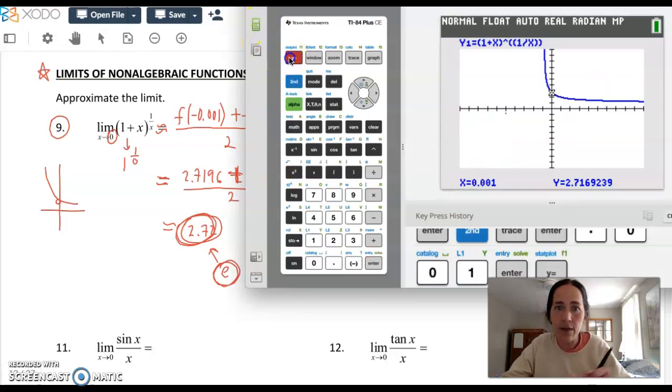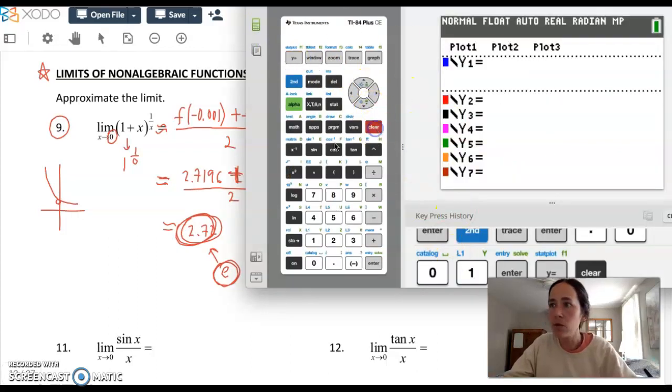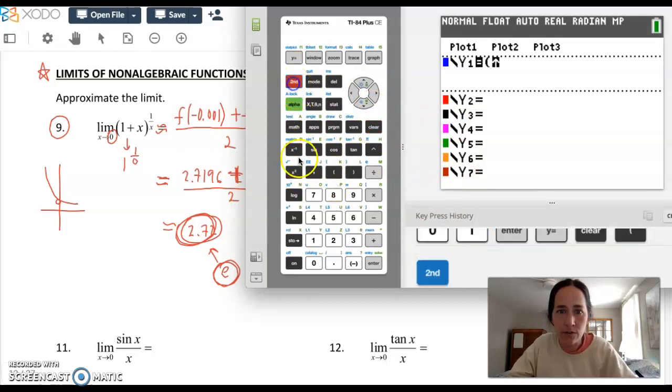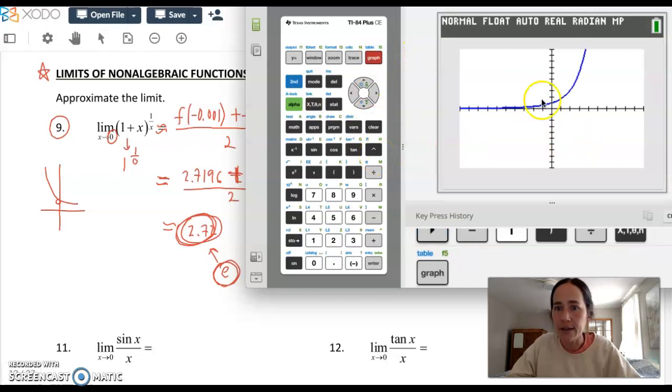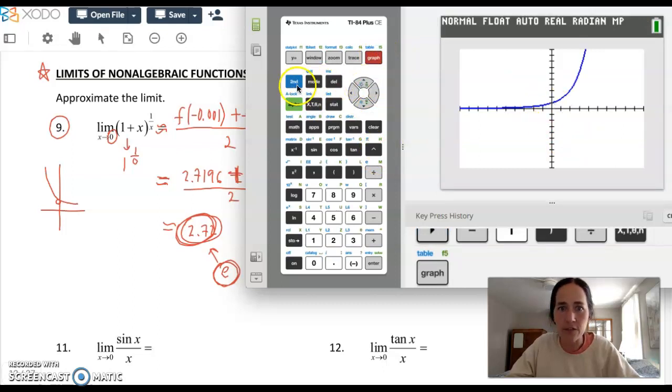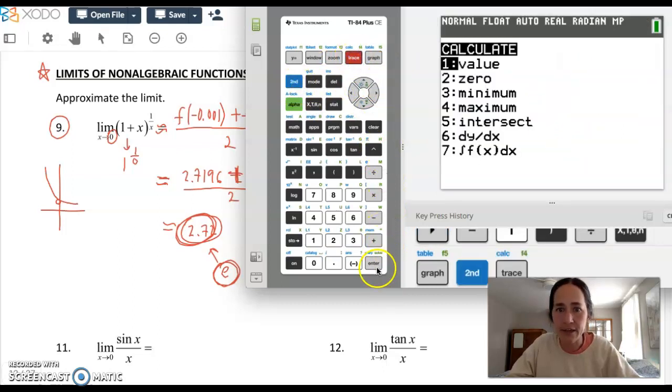I'll just get a new graph in here, clear out my old one, and do e to the x minus 1 as your numerator. So e to the x minus 1, divided by x. Maybe I'll graph it on a Zoom 6 for starters. And I see it should skip a dot there, but let's find it. I'll just jump straight to second calc value.